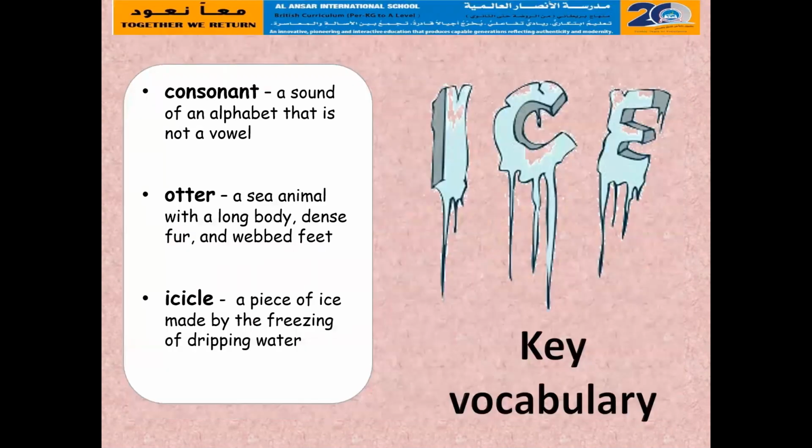Now, our key vocabulary will be 3 words. The first one is consonant. A consonant is a sound of an alphabet that is not a vowel. Our second word is otter. An otter is a sea animal with a long body and dense fur and webbed feet. The third word is icicle. An icicle is a piece of ice made by the freezing of dripping water.